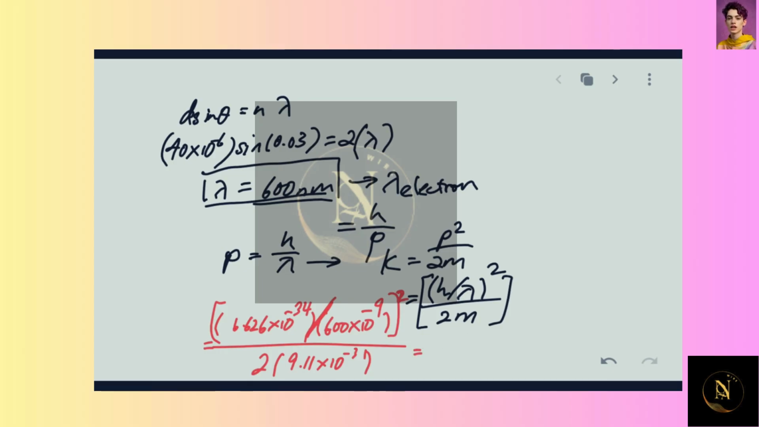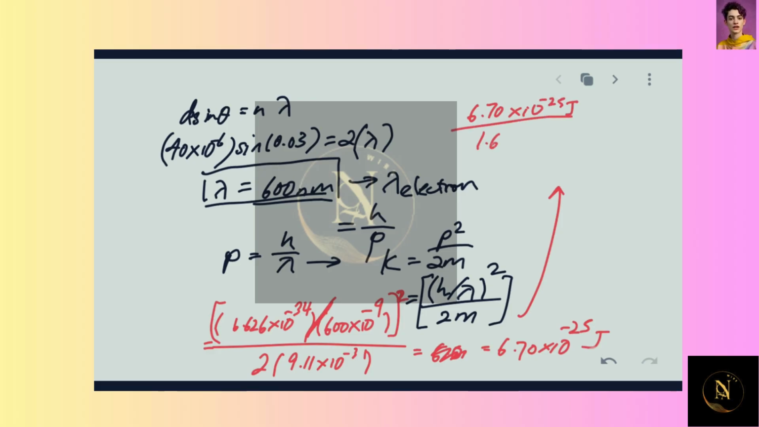This should give us about 6.7 times 10 to the power minus 25 joules. Now we want it in terms of electron volts. So to convert that, we divide this by 1.6 times 10 to the power minus 19 joules per eV to give us the answer in electron volts. And we should get about 4.19 times 10 to the power minus 6 eV, or just micro eV.